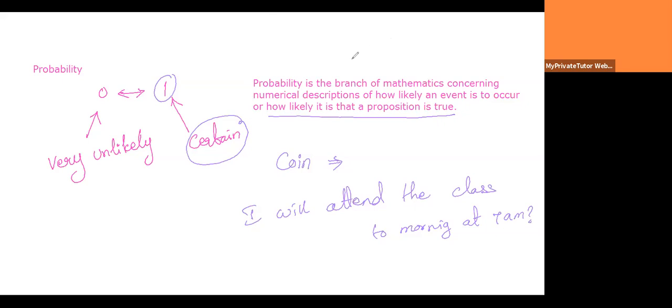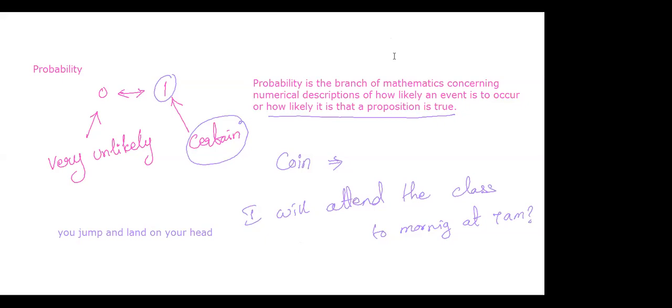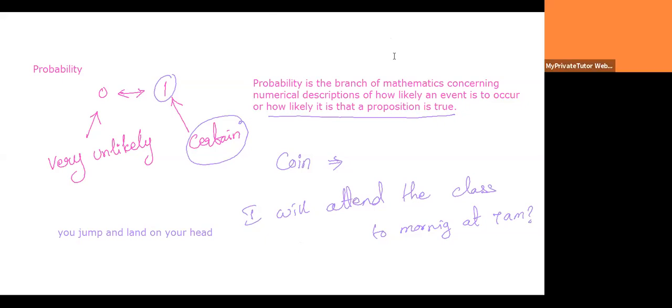Okay, so I got one more question here, one more example, a good example though. Have a look at the example which Anna said. So that looks very nice. You jump and land on your head. Is it possible? So it's never possible, right? So the probability of that question is very unlikely. I hope you guys understand.